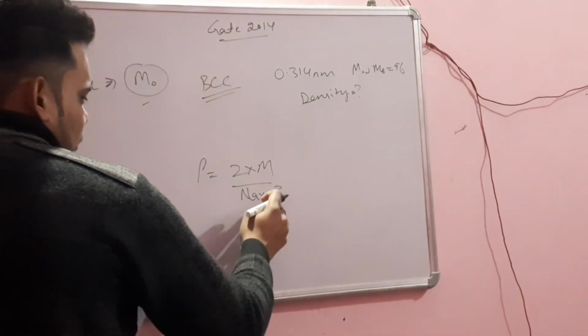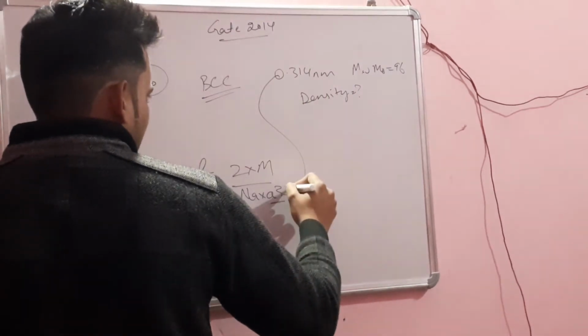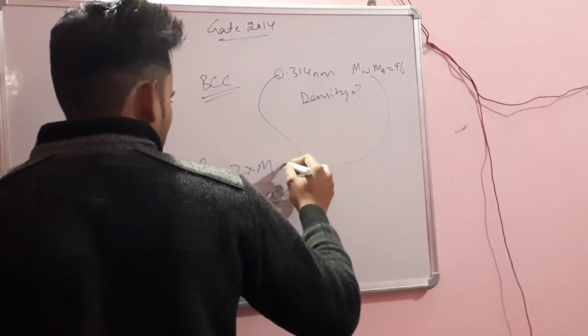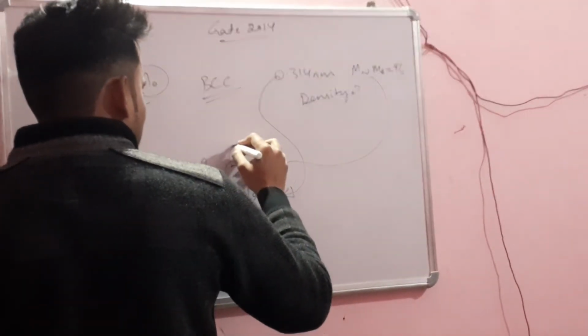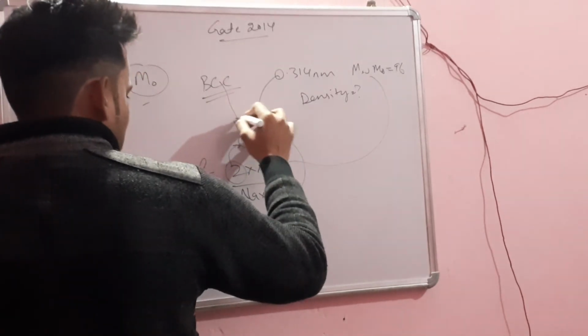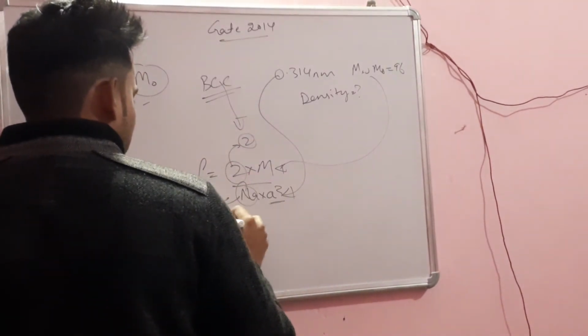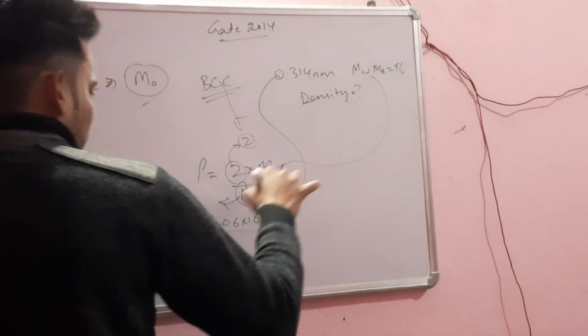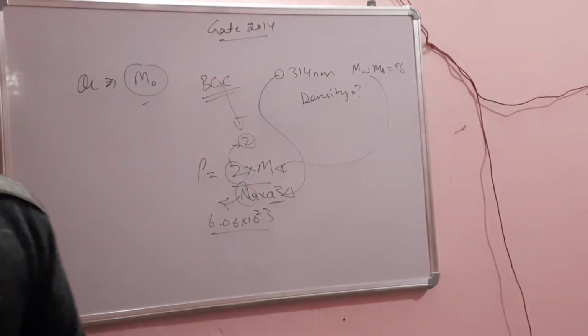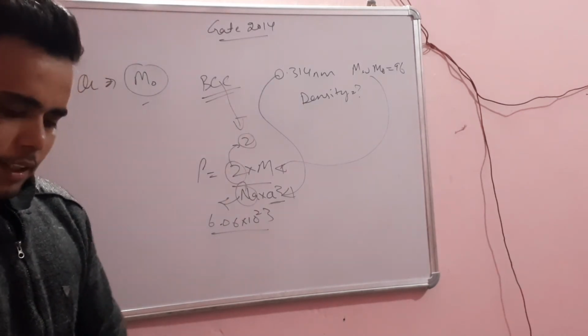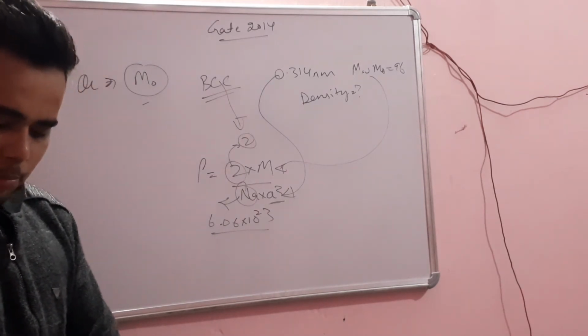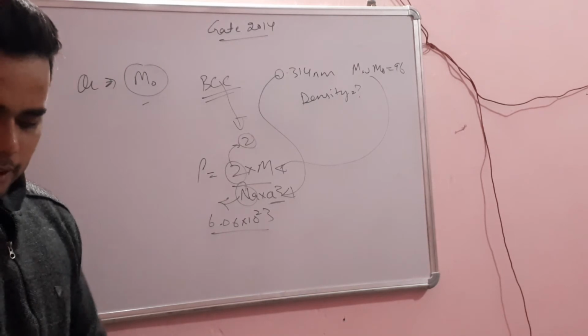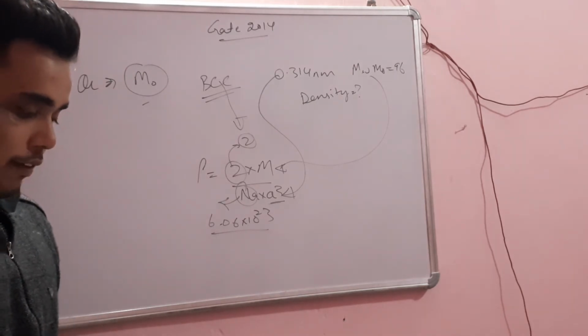So you have to put the a from this equation. M is given to you, Z will be 2 for BCC structure. Na, you know, is 6.02 into 10 to the power 23. You know all those values, and you can calculate the density easily. Such types of questions are expected in the GATE examination, and they are very easy also.